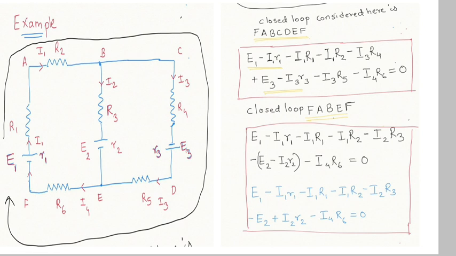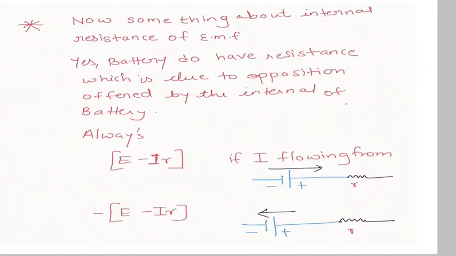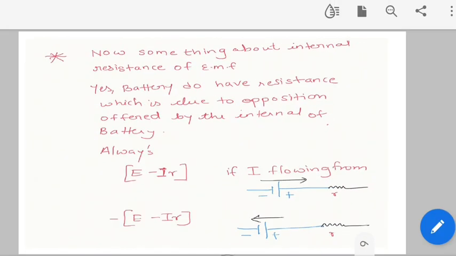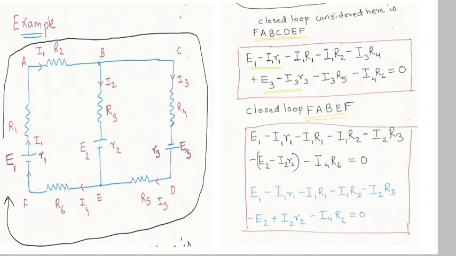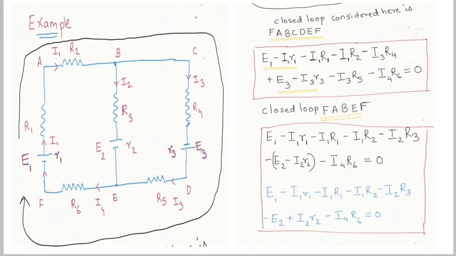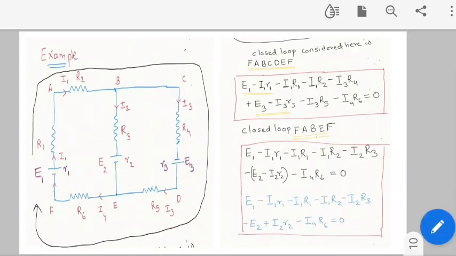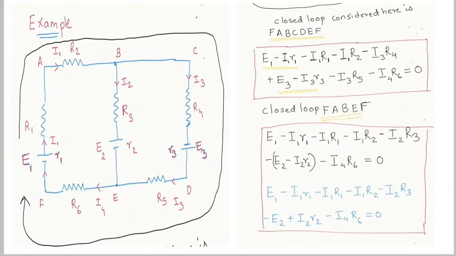Look at our closed loop here. It will be minus I2 R3. Now this EMF is going from positive to negative, so what should the sign be? Here also the current is moving from positive to negative, so we use minus E minus Ir. I have written this equation as minus E2 minus I2 r2. Then directly E to F, that is R6 with I4. In this way I have closed the loop and solved it.